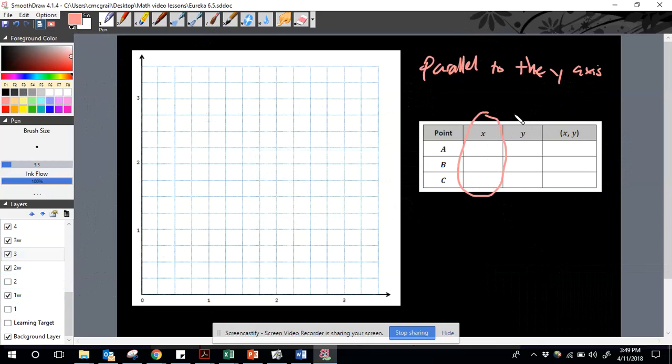Moving on. So it is your job to come up with 3 points A, B, and C that are parallel to the y-axis, meaning that it goes up and down, and it is perpendicular to the x-axis. Remember, here is your x-axis, here is your y-axis. I can't wait to see what you guys have done on Friday.